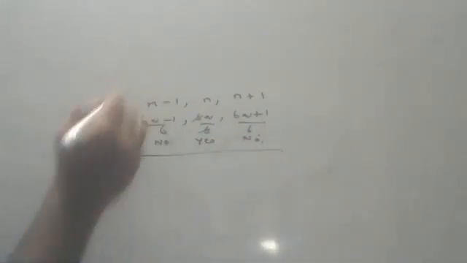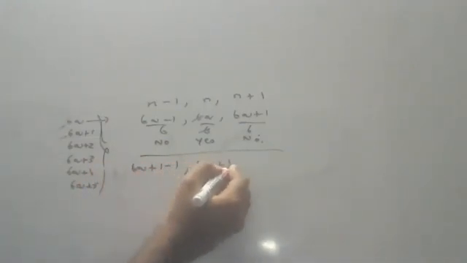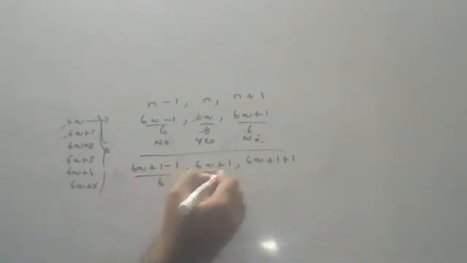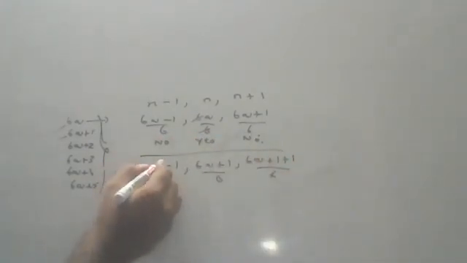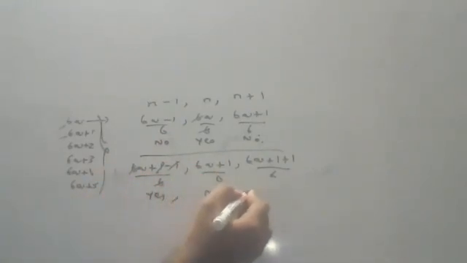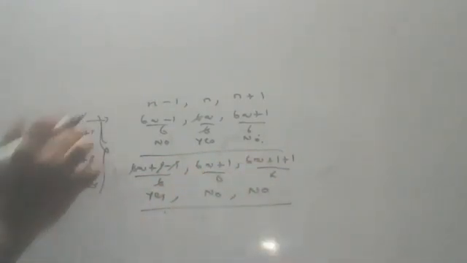Next 6q plus 1 you put, children. 6q plus 1 minus 1, 6q plus 1, 6q plus 1 plus 1, each divided by 6. Okay, children, this is divisible. Yes. This is no. This is no. Why? Because how will it be divisible? Like that.